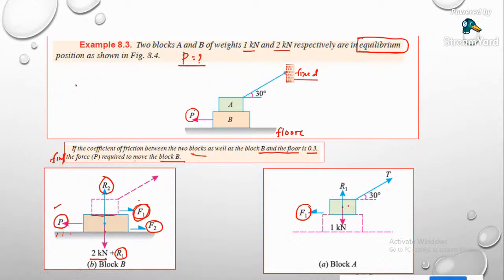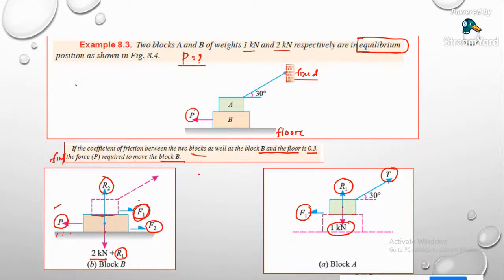So this is the friction force, and the weight of 1 kilonewton is acting downward. At this contact point, between block B and block A, the reaction force R1 will develop. And this is the tension T in the string, at an angle of 30 degrees. Okay, so these are the free body diagrams of block B and block A.